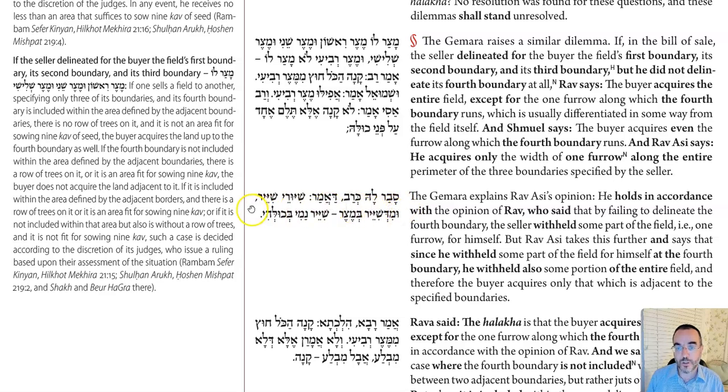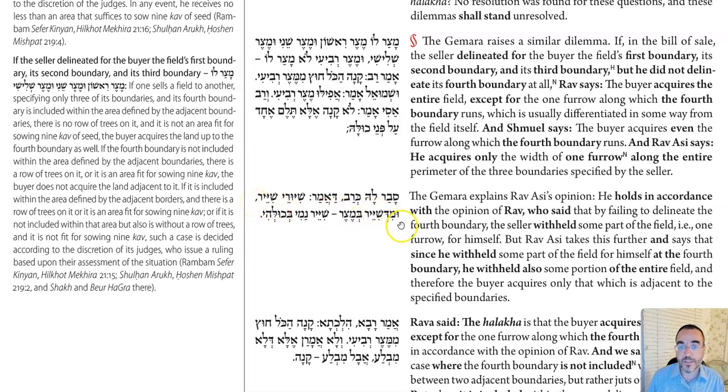Savala kerav dama shiure shiyer. Rav Assi agrees in principle with Rav that the seller is withholding something for himself, because he didn't say the fourth side. Now, whereas Rav said, well, he didn't say the fourth side, that means he doesn't want to give that furrow that's adjacent to that border on that fourth side. So Rav just said, you just remove that one furrow.